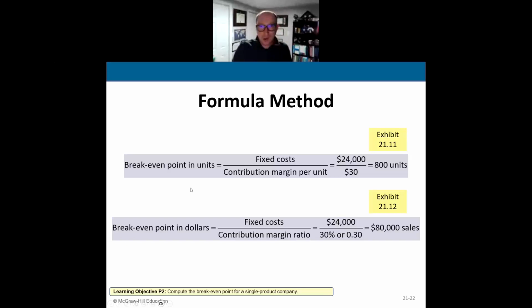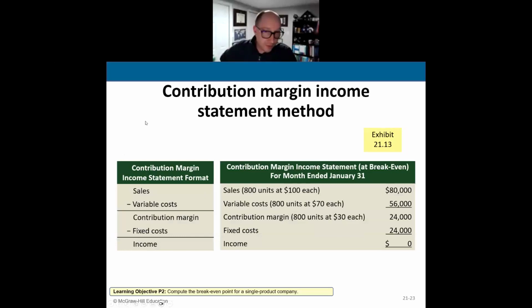Great question. So now that we know the formula to break even, we can look at the point of break even from the contribution margin income statement method. The way we do that is we take our sales minus our variable cost to find our contribution margin. As long as the contribution margin is equal to the total fixed costs, we've broken even. So sales minus variable costs equals contribution margin, minus fixed costs equals net income. Once your net income is zero, you've found the point of break even.